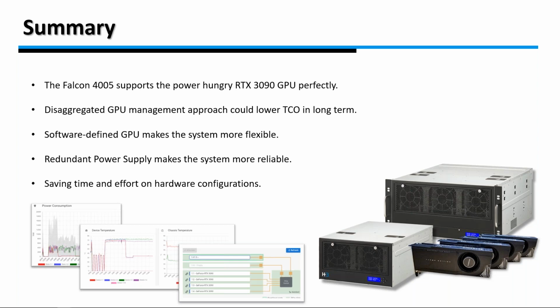The second key benefit is flexibility. GPUs in the Falcon 4005 can be dynamically allocated to different servers for various workloads. In our example, we switch the GPU from a Gigabyte workstation to a Supermicro server in seconds.